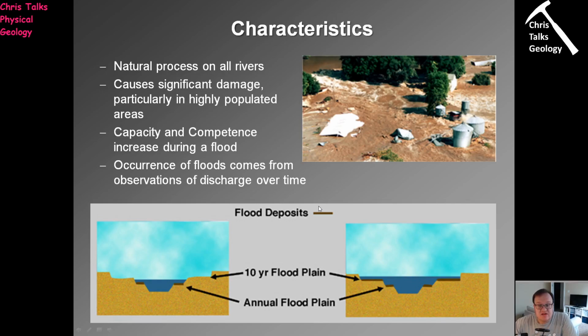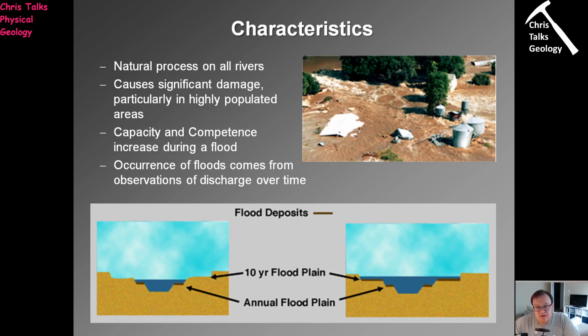So what are the characteristics of a flood? Well, the first thing is floods are perfectly natural. They are totally normal. So a flood can of course cause significant damage, particularly in highly populated areas. This is something we are very familiar with in the Houston area. Of course, the capacity and the competence of a river will increase during a flood. So if you remember, capacity and competence, that's the amount of sediment a river can carry, and the maximum size of sediment that a river can carry will increase during a flood.